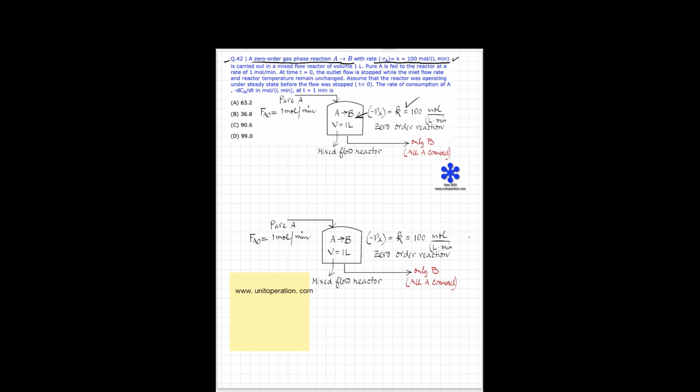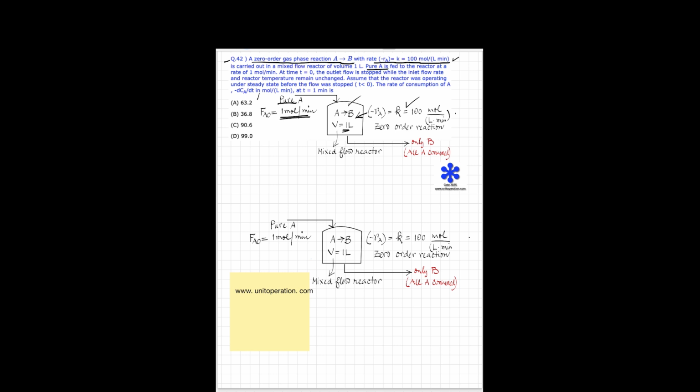It's carried out in a mixed flow reactor, which is this one, whose volume is 1 liter. So the rate of reaction would be equal to, if you just multiply by volume, 100 mole per minute. Pure A is fed to the reactor at the rate of 1 mole per minute. This is for time t less than 0.